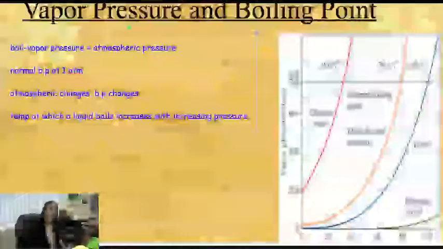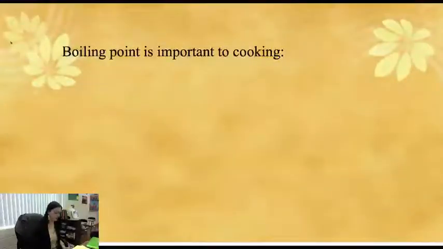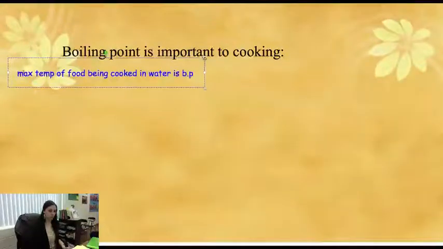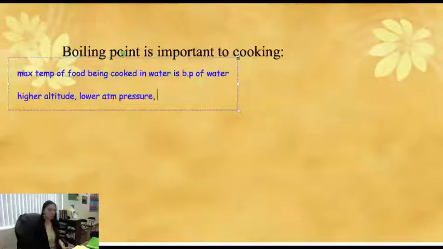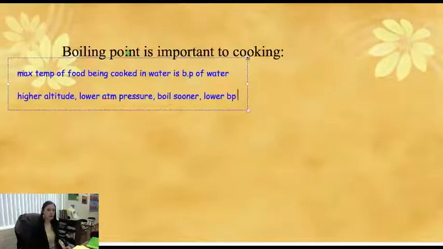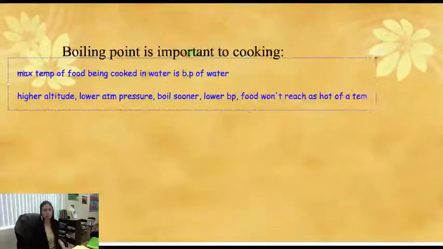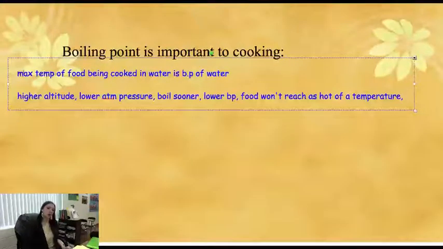And you've got to be very careful with boiling points in cooking. The max temperature of the food being cooked in water is the boiling point of water. Now, if you're at a higher altitude, that's going to be a lower atmospheric pressure, which means it's going to boil sooner, which means you're going to have a lower boiling point, which means it's not going to reach as high a temperature, which means it's going to take longer to cook.